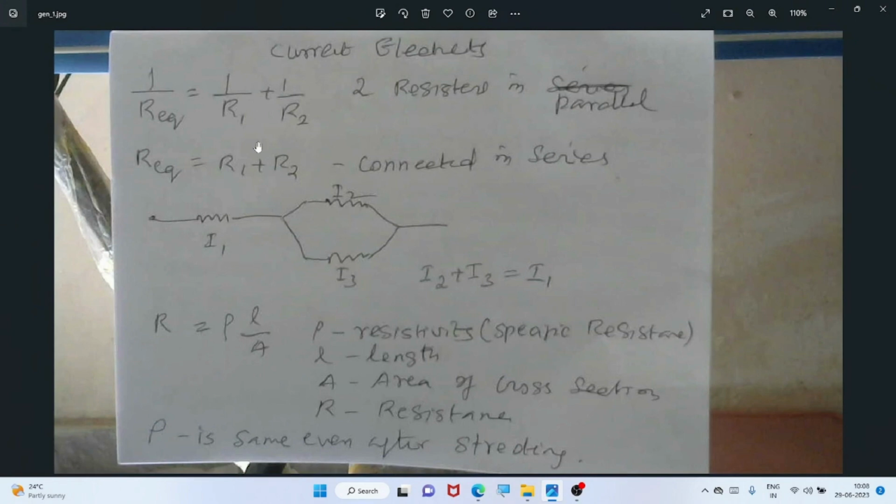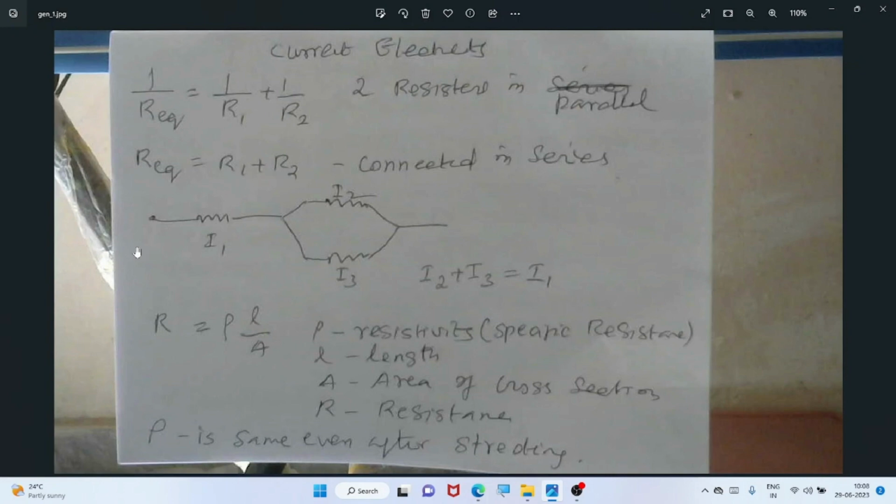When we connect two resistors in parallel, the equivalent resistance is 1 by R equivalent equal to 1 by R1 plus 1 by R2. So R equivalent will be R1 R2 by R1 plus R2. When we connect in series, we just add them: the equivalent is R1 plus R2.